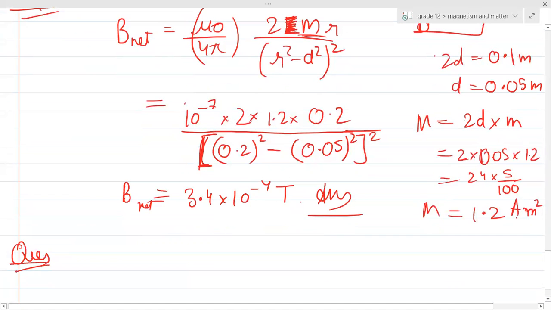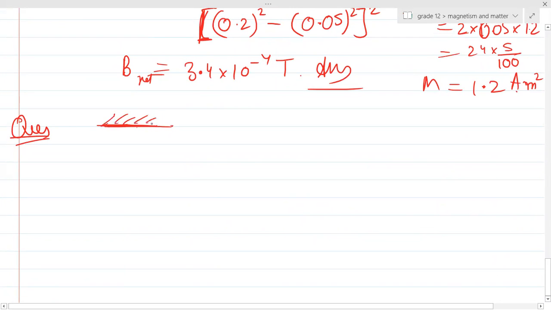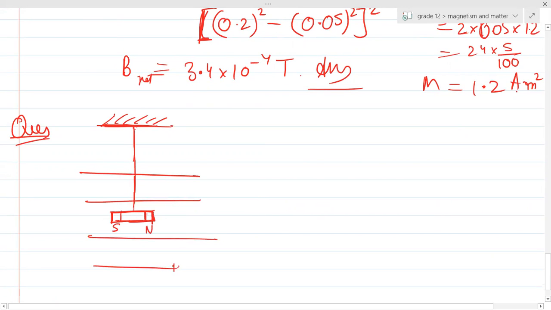I'll not write the whole thing for you. Suppose there is a bar magnet, a very small bar magnet, and this small bar magnet is suspended in a magnetic field with its north pole over here and south pole over here. This is the magnetic field. Can you see, initially the bar magnet is horizontal, as well as the magnetic field is horizontal?